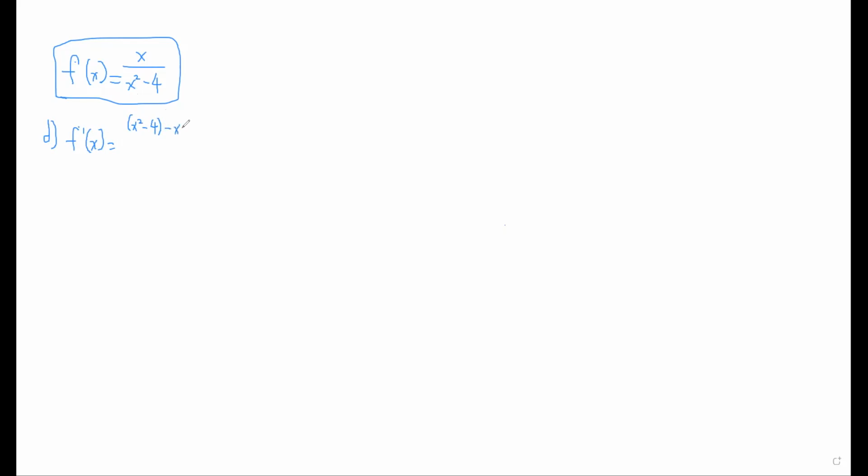x times 2x over x squared minus 4 squared. And this is, let's see, x squared minus 4 minus 2x squared, which is negative x squared minus 4.